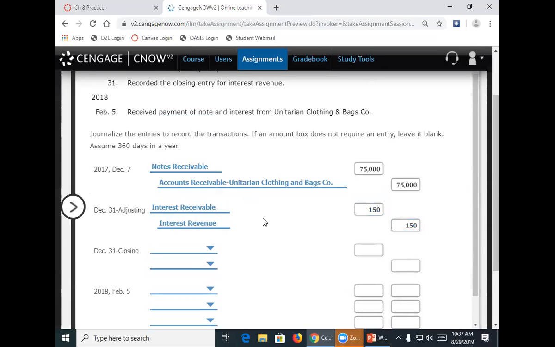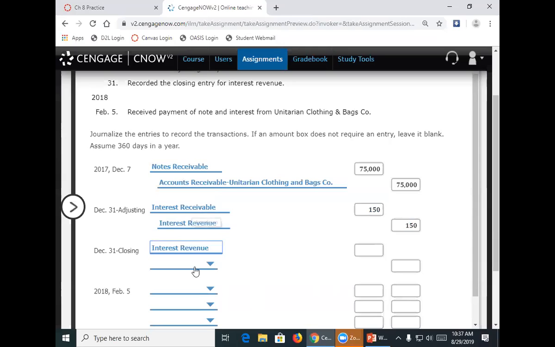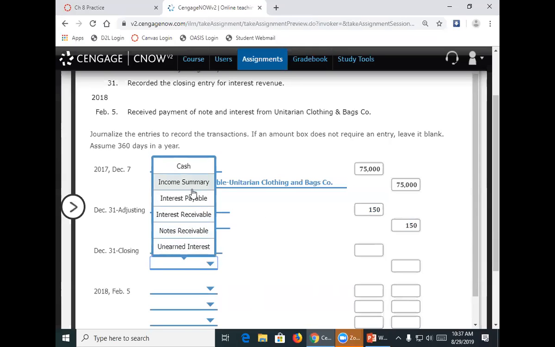Okay. Now they throw in a closing entry. This won't be on the test, but if you remember from chapter 4, all revenues and expenses get zeroed out. They're all temporary accounts. So we would need to close out that revenue. That's just a nice little review on closing entries. So we would debit interest revenue to zero it out, and we would credit income summary.